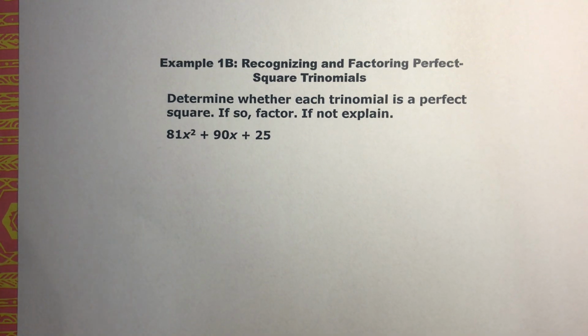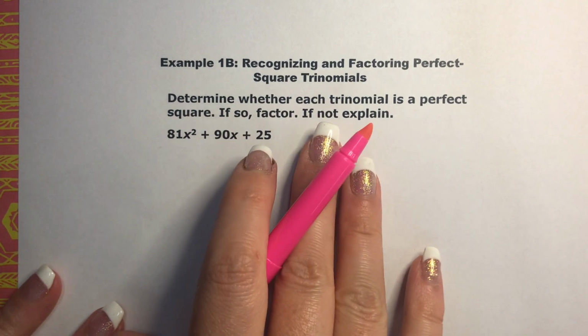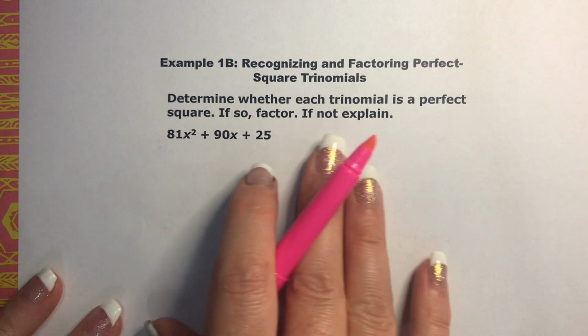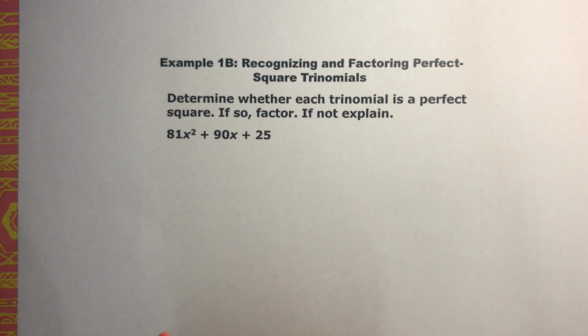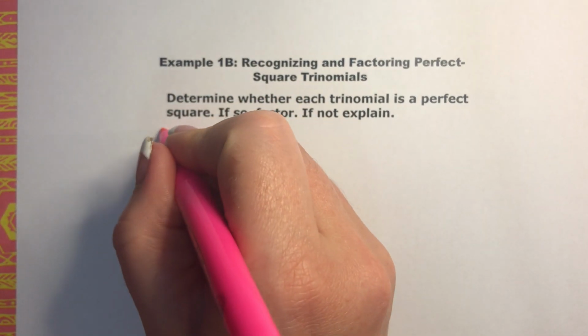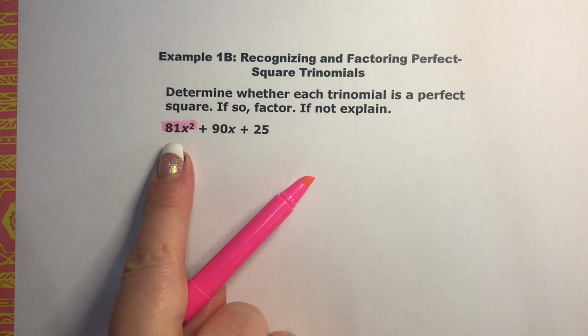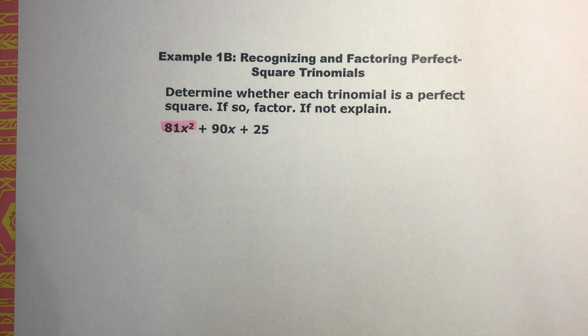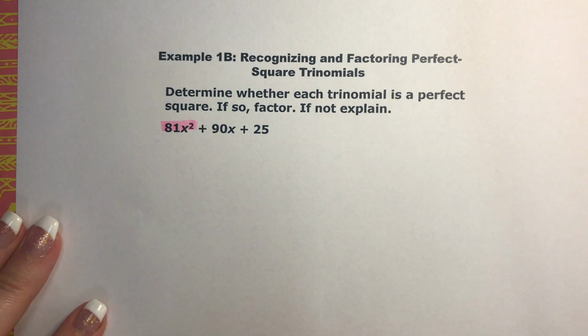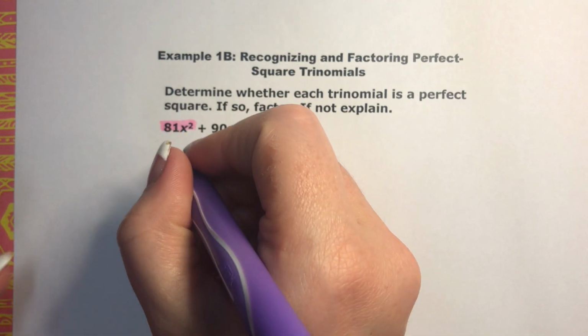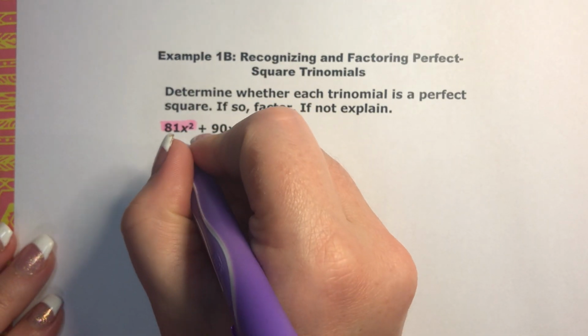1B. Okay. So we first determine whether each trinomial is a perfect square. If so, factor. If not, explain. Okay, so we're going to look at this first term, right? Is that a squared number? Yes, 81 is, and x squared is. 81 is the same thing as 9 squared, right? So it's going to be 9x squared.